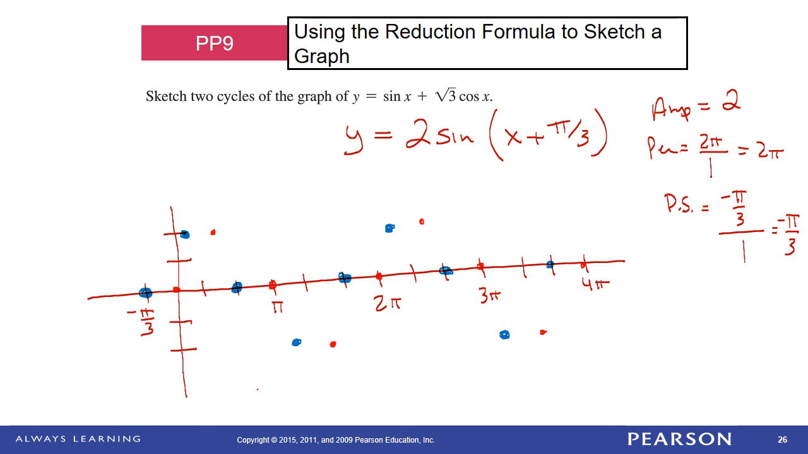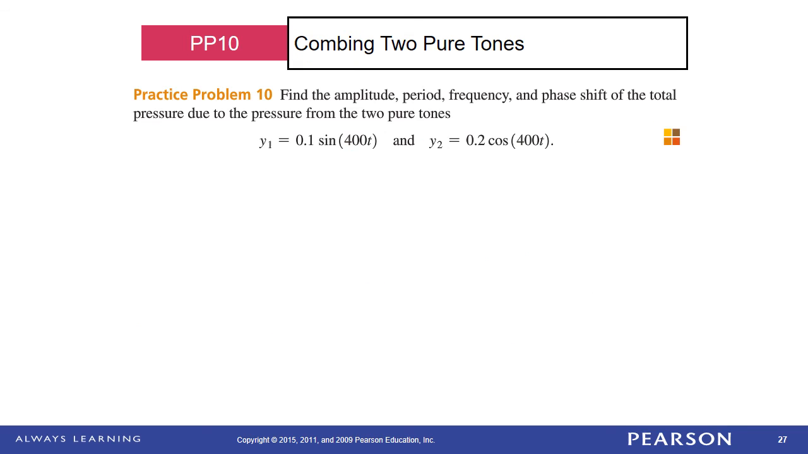All right, I think we're ready for connecting. And we connect the dots. Again, a curvy line. And there are 2 cycles right there. All right, the practice problem here. I think I'm going to skip this one for now due to time constraints. Work it out later.